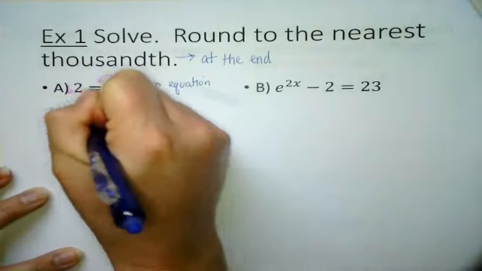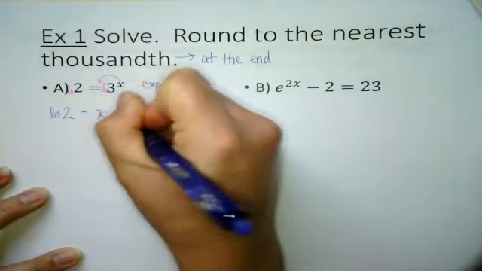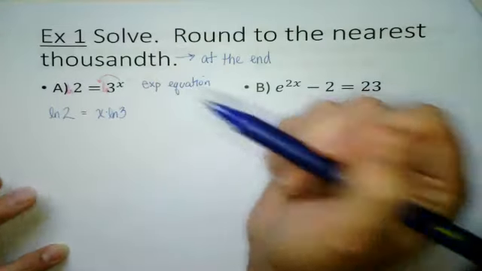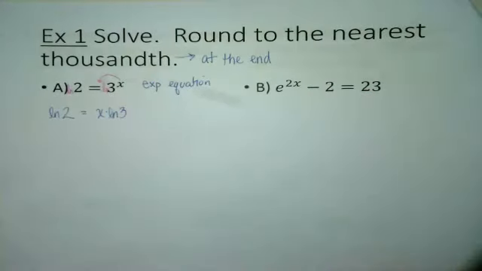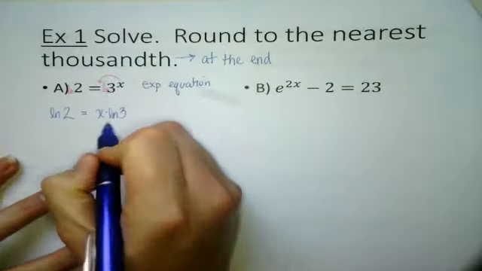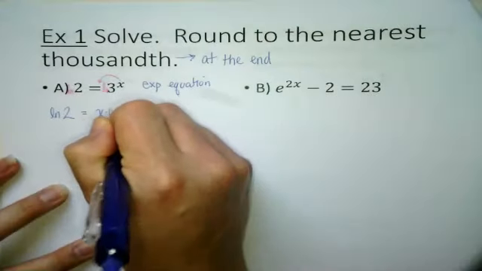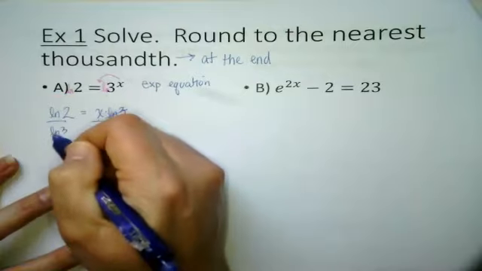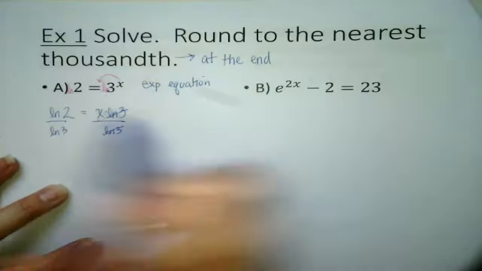So the natural log of 2 equals x times the natural log of 3. That was the power property of logarithms. I just need to isolate x, so I'm going to divide both sides by the natural log of 3. The natural logs do not cross out. They're not numbers, they are functions.